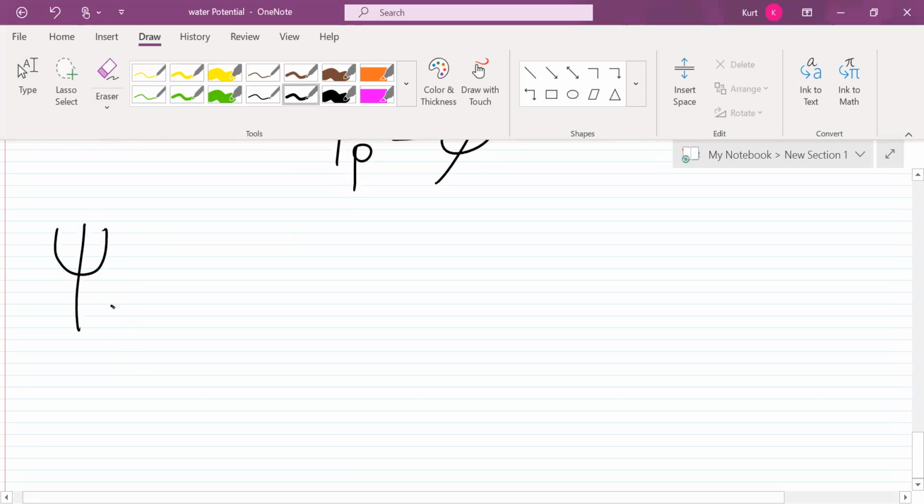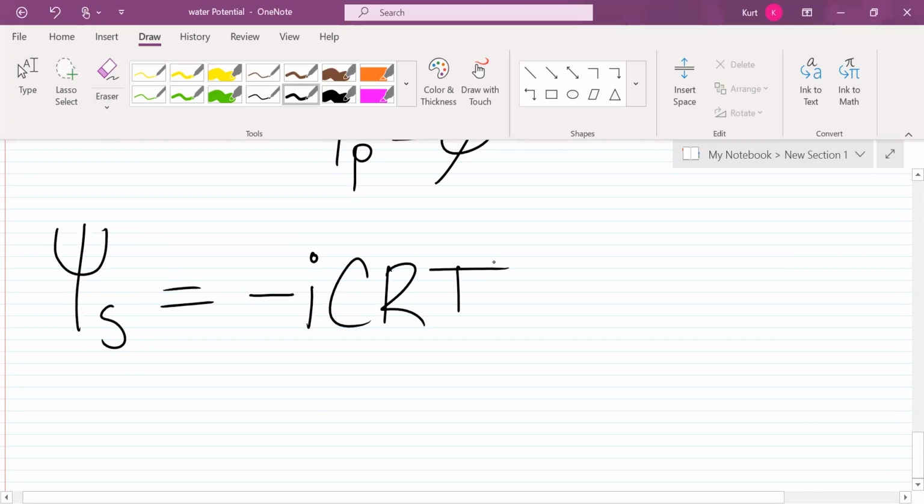Now for the other one, let's get to the conclusion here. Solute potential has a little bit more to it. In solute potential, there's a problem within the problem. In order to determine psi s, you have to be able to calculate -iCRT. Now, before I go any further, these formulas are on your formula sheet on the AP exam.